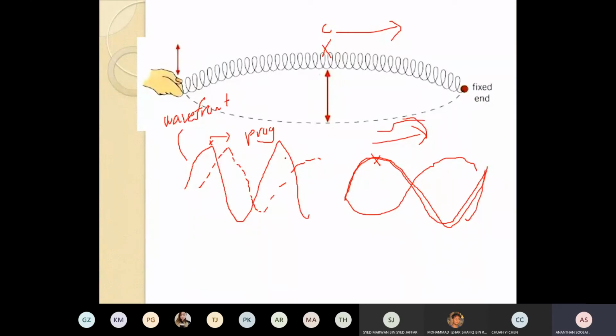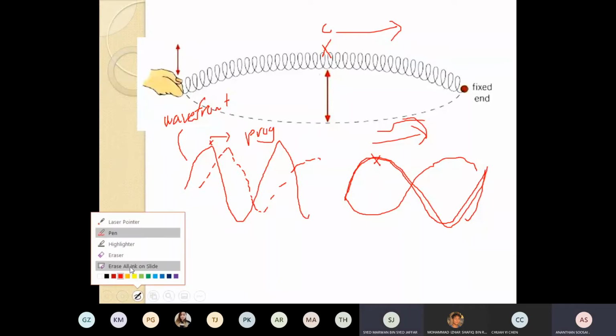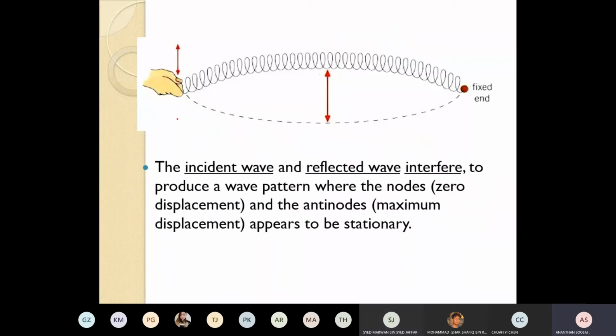Okay, we'll move forward. That's progressive wave. Those are the main differences. So now the incident wave and reflected wave interfere to produce a wave pattern where the nodes and antinodes happen. I believe last time in your Form 5 O levels, you heard of nodes.